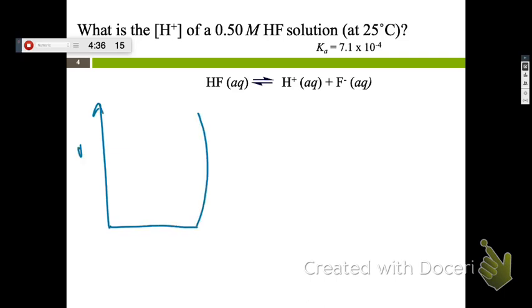So if we do a Gibbs free energy diagram, we have HF together over here, and we have H plus and F minus on the other side. So the Ka, we'll talk about the A in a second, tells us that the equilibrium constant is less than 1, much less than 1. So the minimum should be on what side of the graph, the left or the right? The reaction lies to the left.